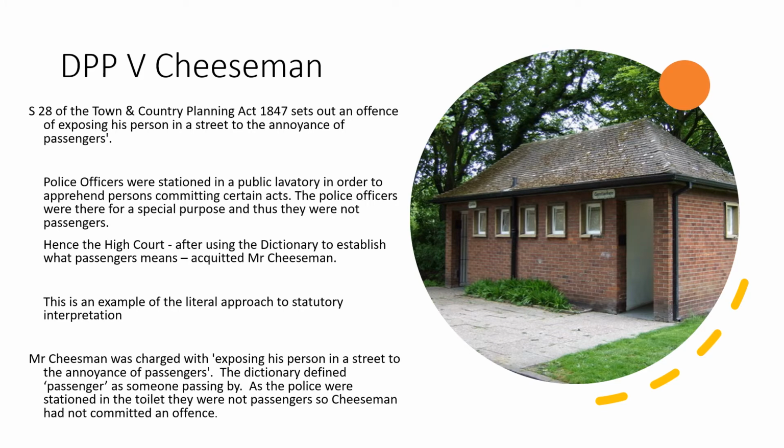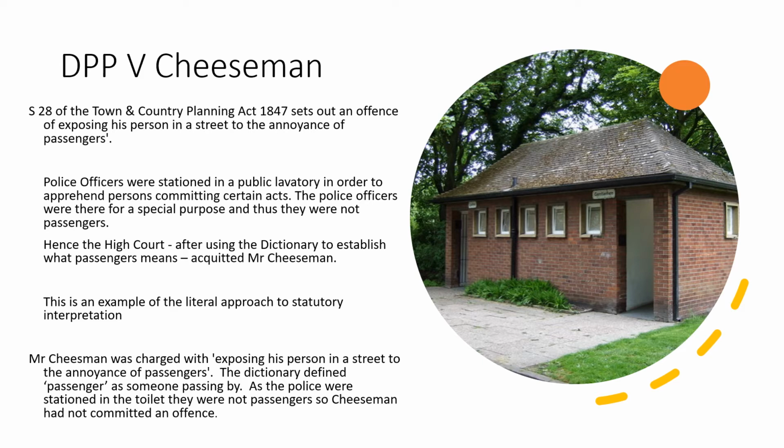This is probably best laid out in the case of DPP v Cheeseman. In this case, the defendant was charged under Section 8 of the Town Police Clauses Act of 1847 of exposing his person in the street to the annoyance of passengers. There were two problems with this, the word street and the word passengers. The acts he performed were inside a public lavatory, and the word street was interpreted to mean anywhere the council has control of. So in this particular case, the street was of course extended to the public toilet.